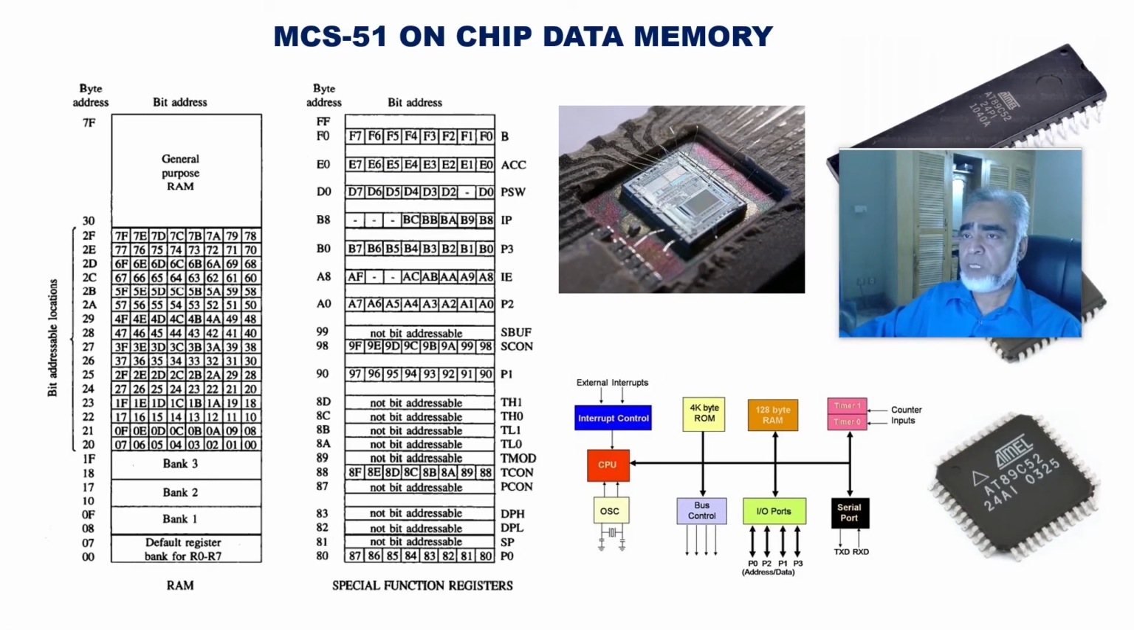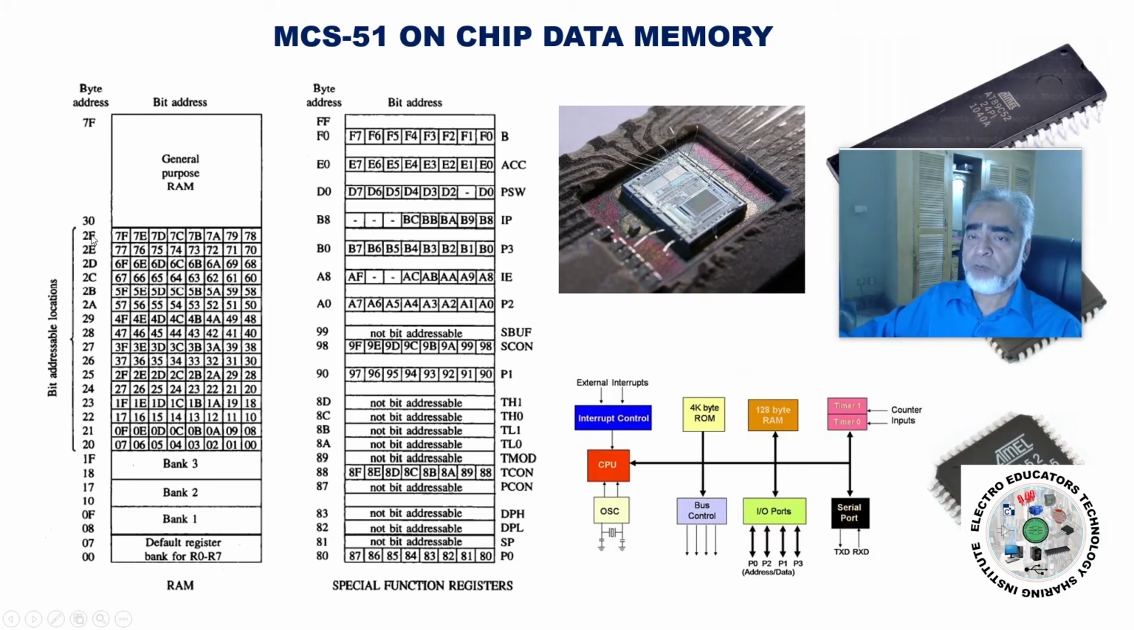Here we can find MCS51 on-chip data memory. We can see special function registers and RAM. We have 4 register banks, that is register bank 0, register bank 1, register bank 2, register bank 3, and the addresses are from 00 to 1F, and after 1F we have another RAM location, that is the bit addressable location, from 20H to 2FH. It means that we can use these locations as byte or as bit.